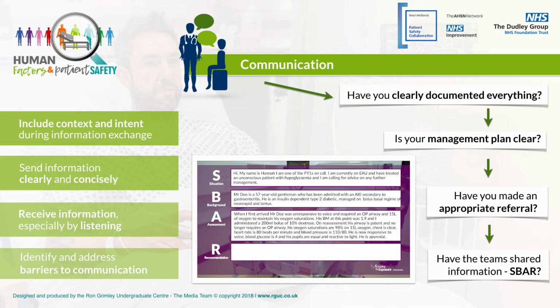On reassessment, his airway is patent and no longer requires an oropharyngeal airway. His oxygen saturations are 98% on 15 litres, chest is clear, heart rate is 80 beats per minute, and blood pressure is 110/80. He is now responsive to voice, and a repeat blood glucose is 4. His pupils are equal and reactive to light, and he is apyrexial. I suspect the cause for this patient's episode of hypoglycemia was due to a drug error, as he received 3 doses of Nova Rapid throughout today, which is double his normal dose. Please could you advise me on any further management for this patient?